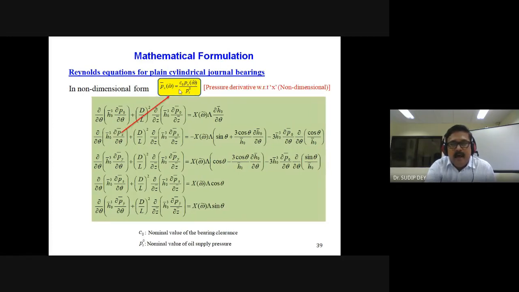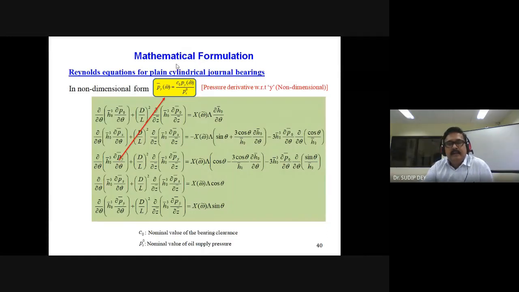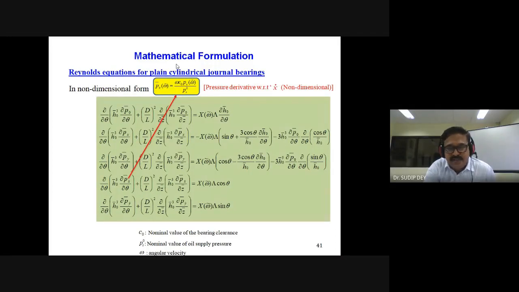Here also, Px is the pressure derivative with respect to x, Py is the pressure derivative with respect to y, and Px dot is the pressure derivative with respect to x dot, wherein C0 is the nominal value of the bearing clearance, PS0 is the nominal value of the oil supply pressure, and omega is the angular velocity here.